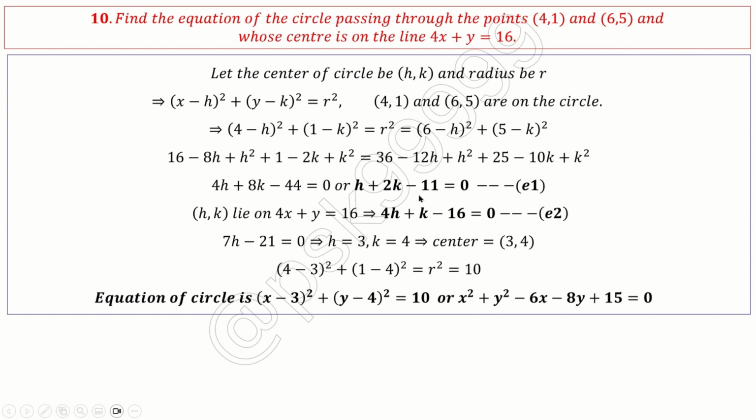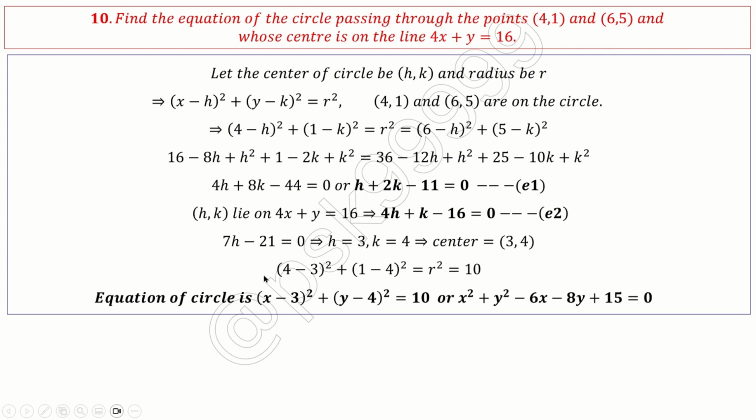And equation 2: (h, k) is the center of the circle and this lies on the line 4x + y = 16. So if I substitute (h, k) into 4x + y = 16, I get 4h + k = 16, or 4h + k - 16 = 0, right? From these two equations, if I solve them, I get my h and k. They are nothing but (h, k) = (3, 4), that is the center.